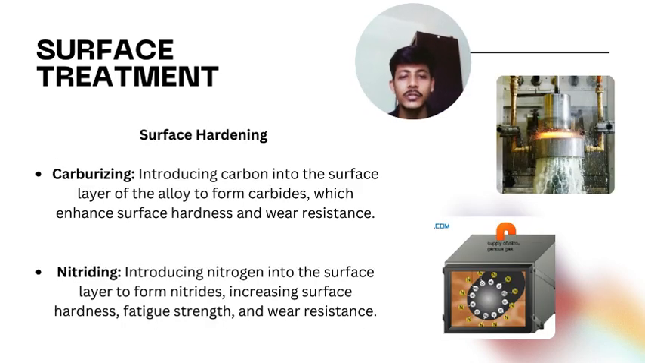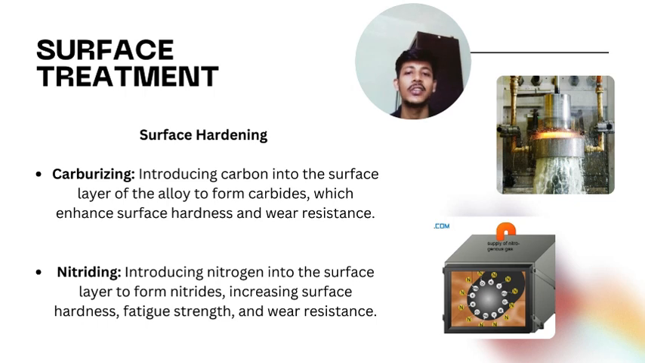Next, we'll discuss the surface hardening process. Firstly, we'll talk about the carburizing process, where we add carbon to the surface layer of an alloy, which later on will form carbides, enhancing the surface hardness and wear resistance. And because of having more wear resistance, it is commonly seen that these carburized products are used in gears or shafts.